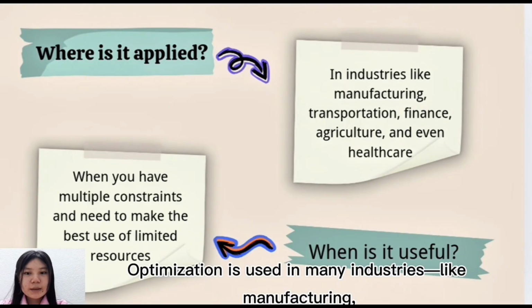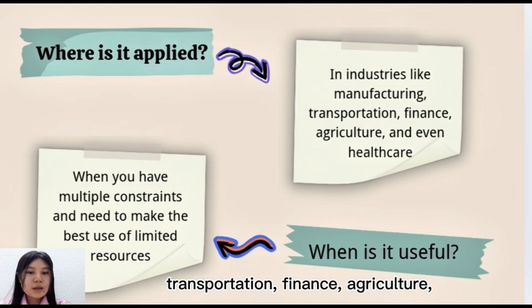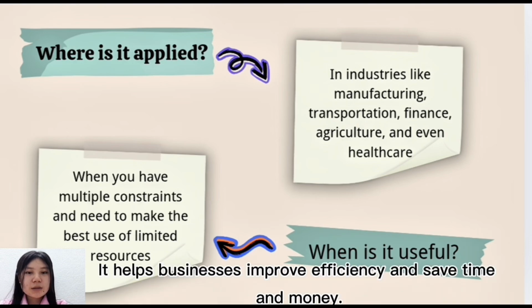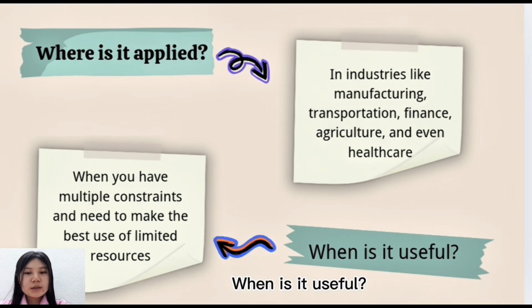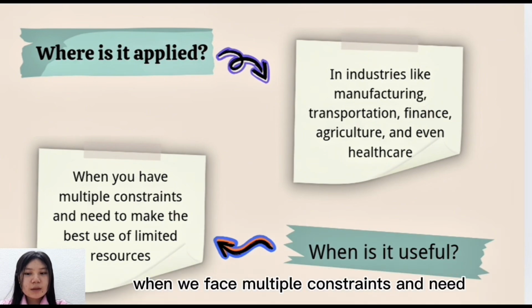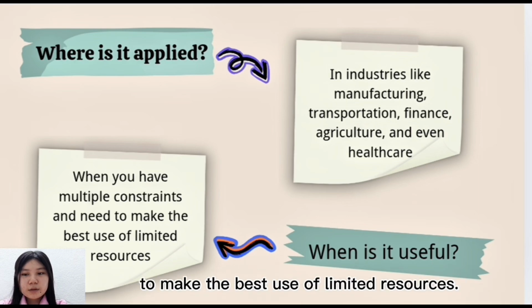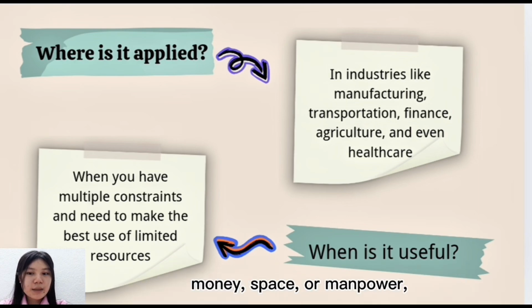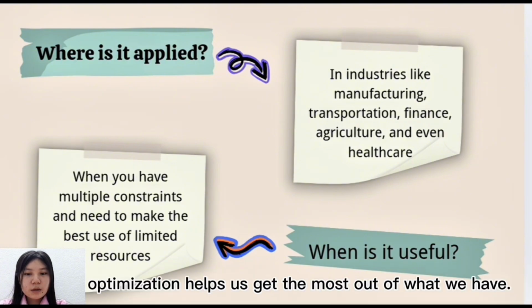Where is it applied? It can be used in many industries like manufacturing, transportation, finance, agriculture, and healthcare. It can help businesses improve efficiency, save time and money. When is it useful? It can help us when we face multiple constraints and need to make the best use of limited resources like time, money, space, or manpower, to get the most out of what we have.